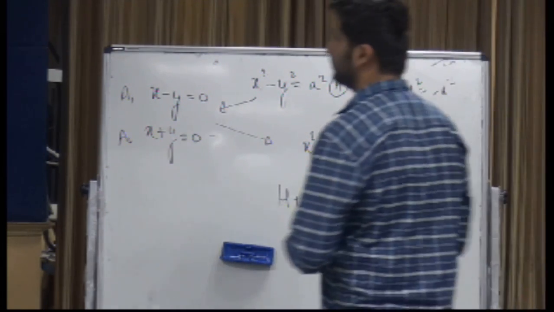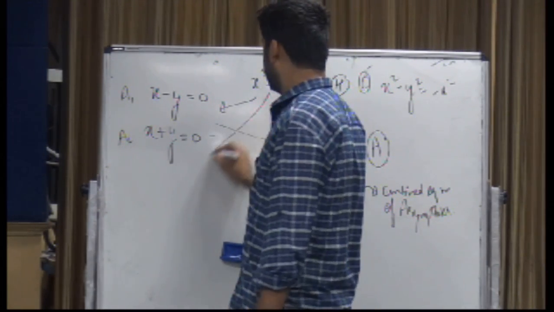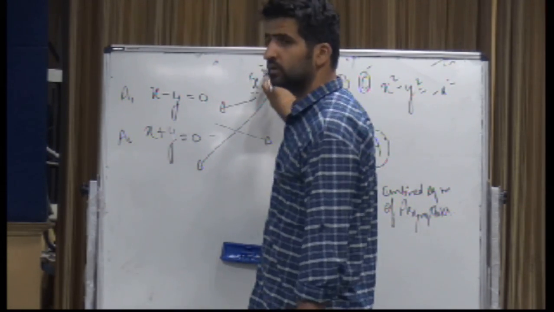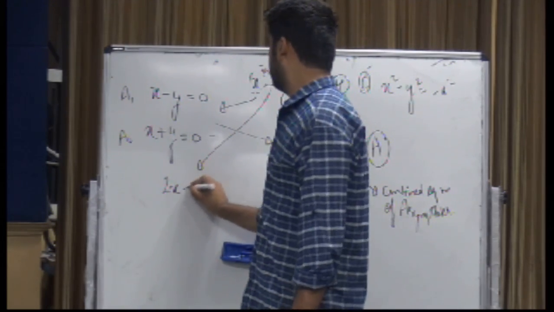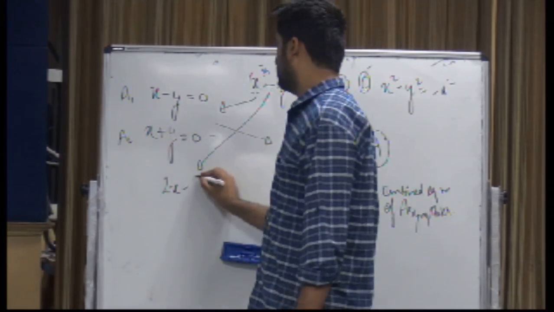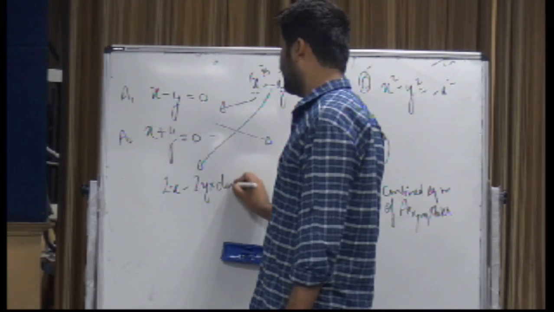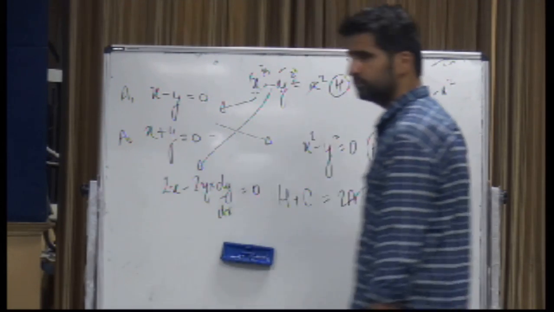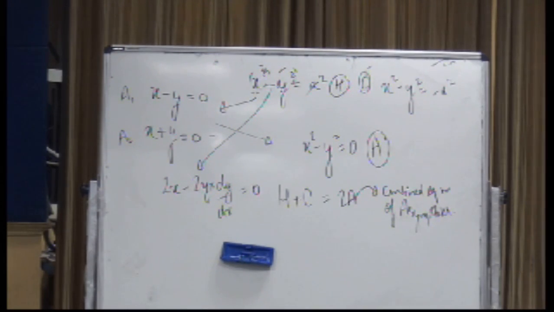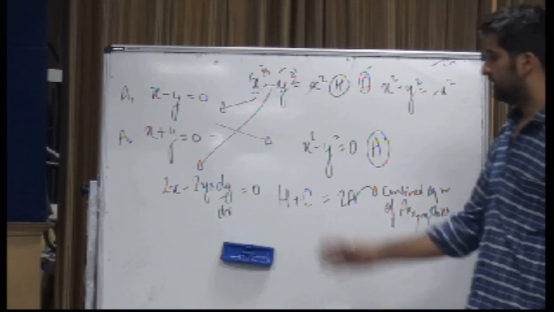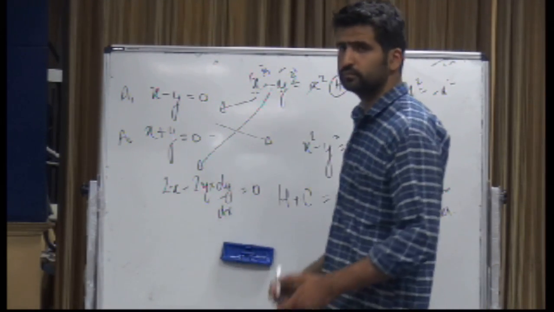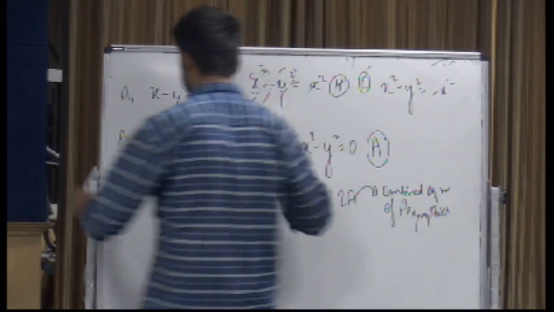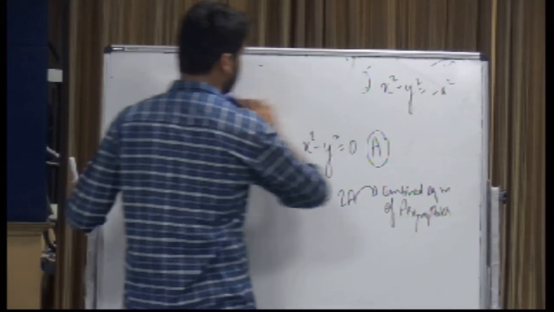So how did we get 2x minus 2y y dash? If we differentiate this, what is the differentiation of x square? It is 2x. What is the differentiation of y square? It is 2y into dy by dx. I just wrote dy by dx is equal to y dash. a square is a constant, so its differentiation is 0. That's how we got dy by dx is equal to x upon y. Okay. Understood? Now see. Now remember what we studied there.